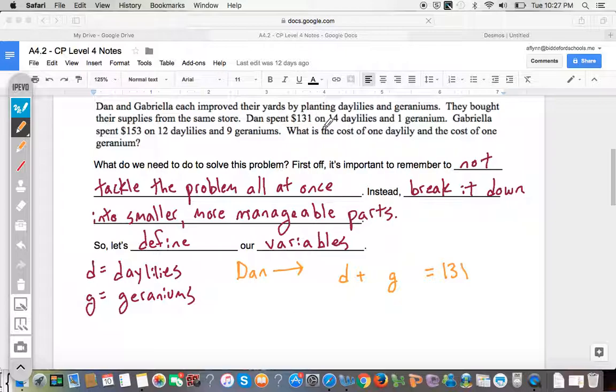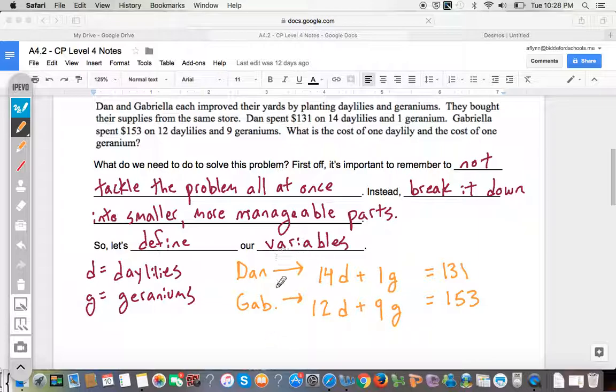Okay, so Dan spent $131 on 14 daylilies. So I'll multiply this D by 14. Okay, and 1 geranium. So I'll put a 1 there. Again, you don't have to put the 1 there if you don't want to. Okay, so now let's create an equation for Gabriella. Okay, so she spent $153 on daylilies and geraniums. But how many? Okay, if we look up here, 12 daylilies and 9 geraniums.